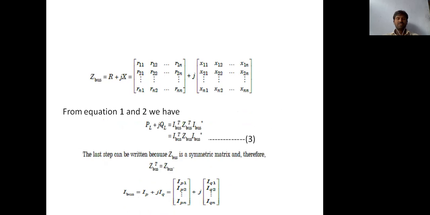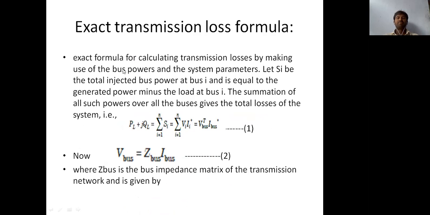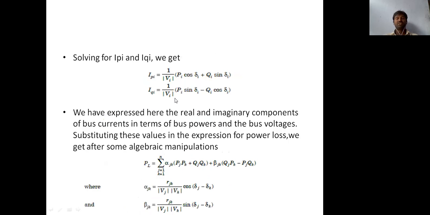So in the first part, we already told the exact formula for calculating the transmission losses by making use of bus powers and system parameters. Now let us derive the equation.